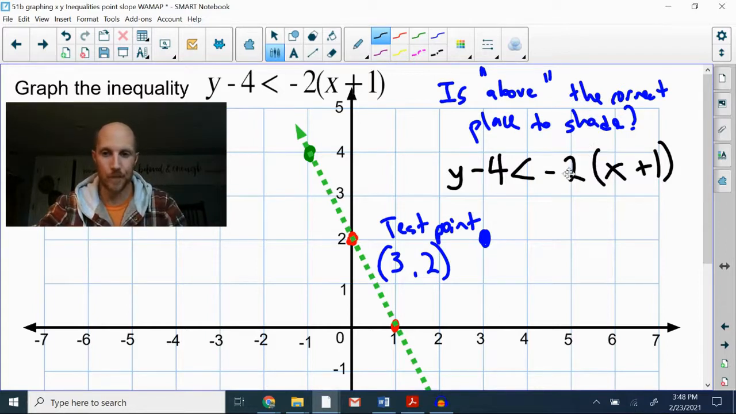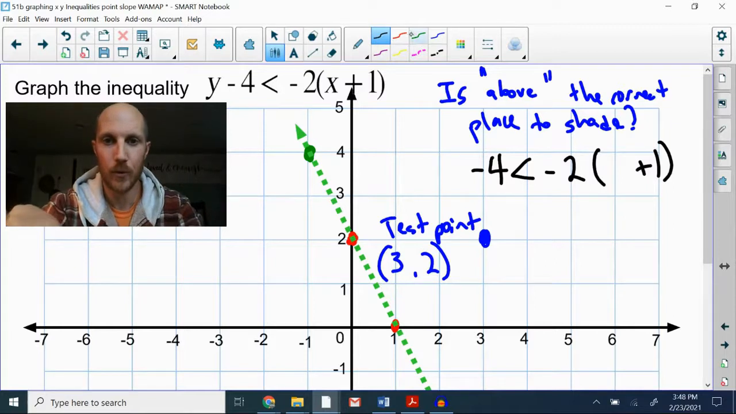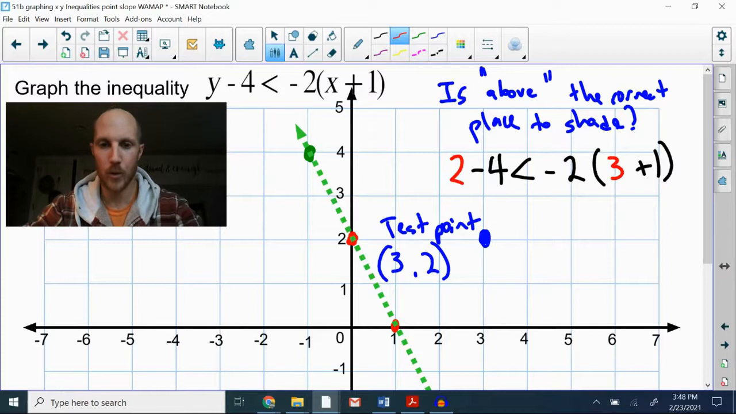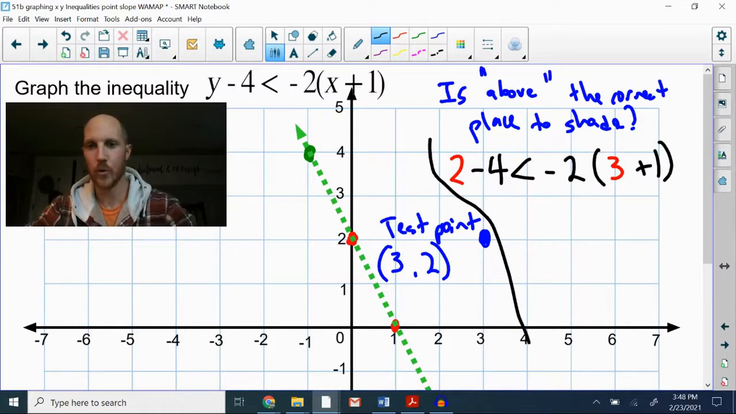And so we're going to use the coordinates 3 and 2 to answer the question, is above the correct place to shade? All right, so we're going to get rid of the x, we're going to get rid of the y, and we're going to replace those with the x coordinate and the y coordinate. And I'm going to just make sure we have enough room here to actually do our work.